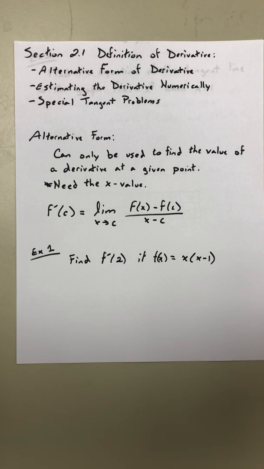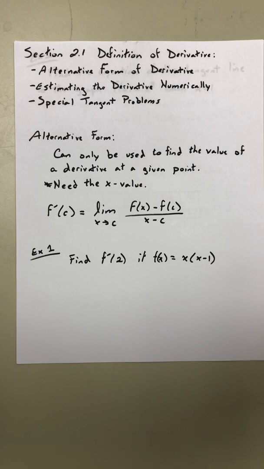So, alternative form. We can use the alternative form to find the value of the derivative at a given point. But we have to be given that x value in order to be able to use this form. This form is going to give us f prime of c, where c is a constant, some number, is going to equal the limit as x goes to that constant of f of x minus f of c over x minus c. That should look very familiar to us because it is very close to the definition of derivative.